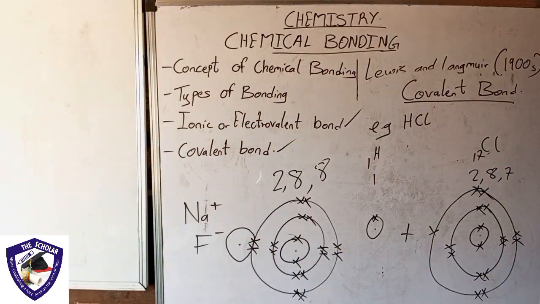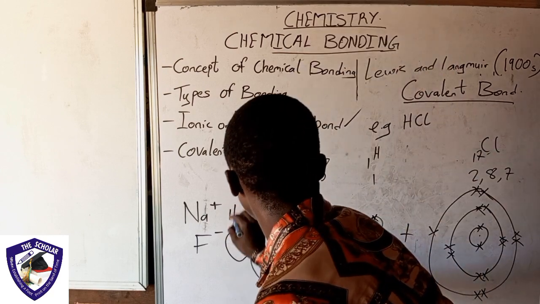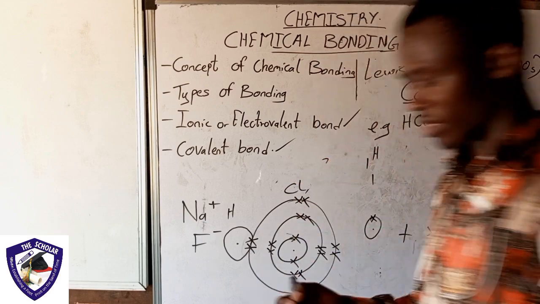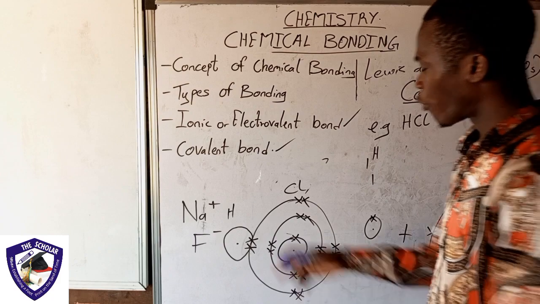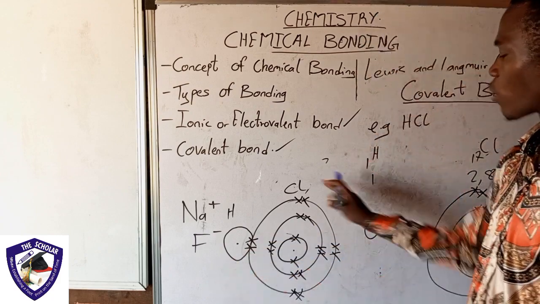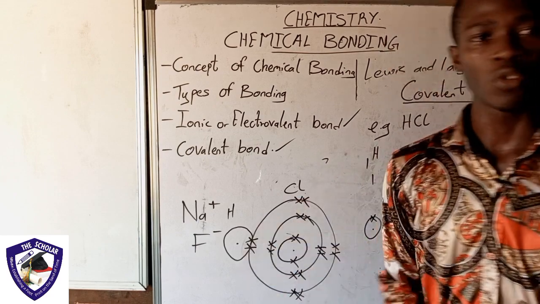So now, when hydrogen and chlorine atoms combine together to form a covalent bond, this is what we have. This is hydrogen, and this is chlorine. By so doing, hydrogen has been able to form its duplet configuration, while chlorine has also been able to complete its octet configuration.